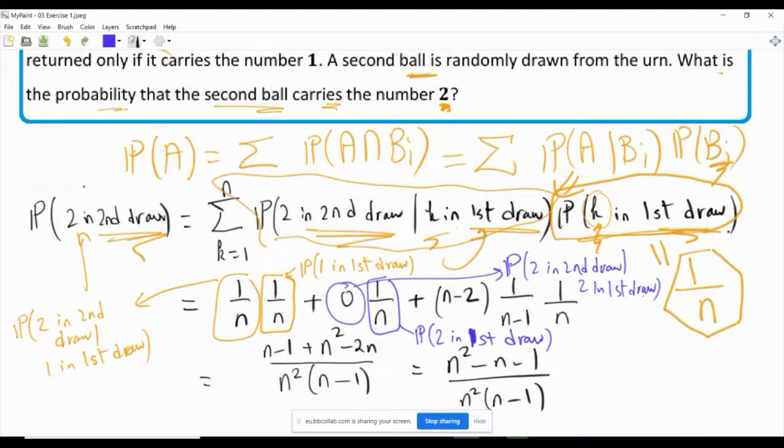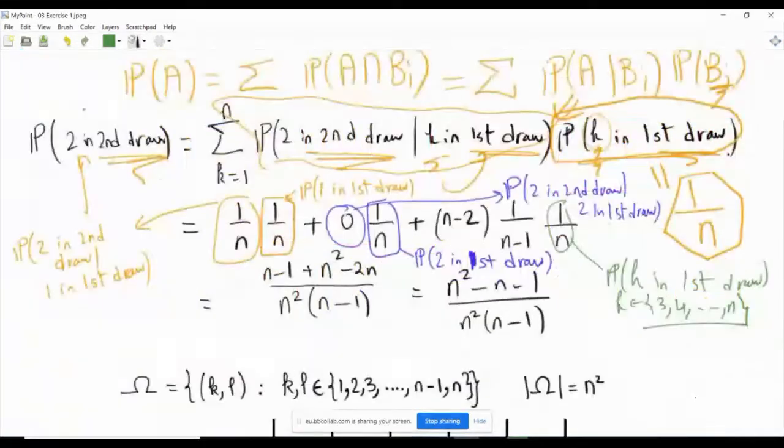Now what if k is equal to 3 or 4 or 5 or 6? In all those cases, this is the probability of K in the first row, and K can be 3 or 4 up to N. Now, if you pick any of those numbers, you basically throw the ball away.